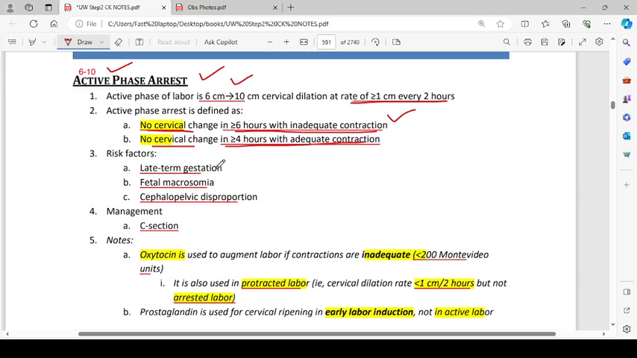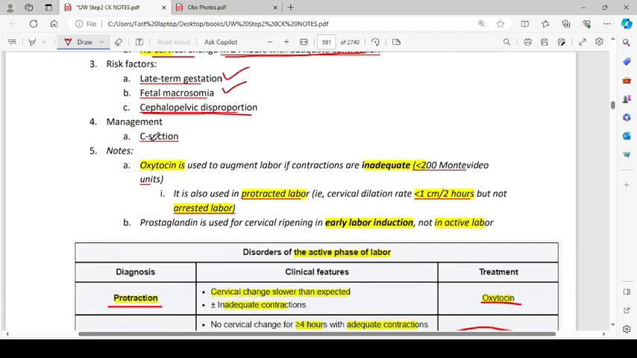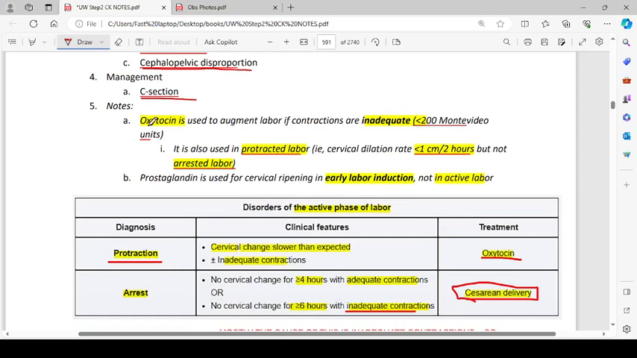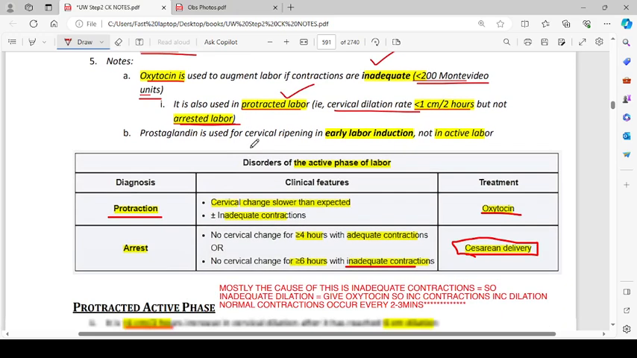Risk factors are late term gestation, fetal macrosomia, and cephalopelvic disproportion. Management is with C-section. Notes: oxytocin is used to augment labor if contractions are inadequate, less than 200 Montevideo units. It is also used in protracted labor, that is cervical dilation rate of less than 1 centimeter every 2 hours, but not arrested labor. Prostaglandin is used for cervical ripening in early labor induction and not in active labor.